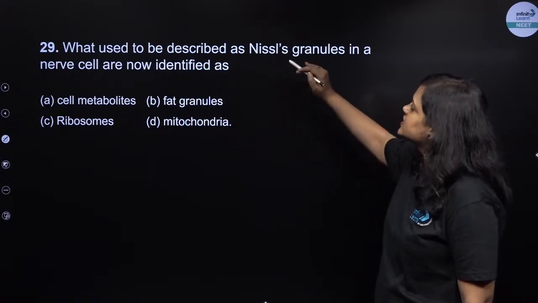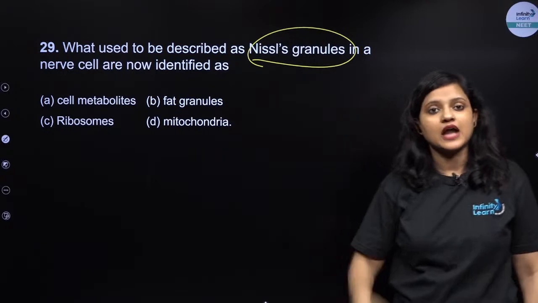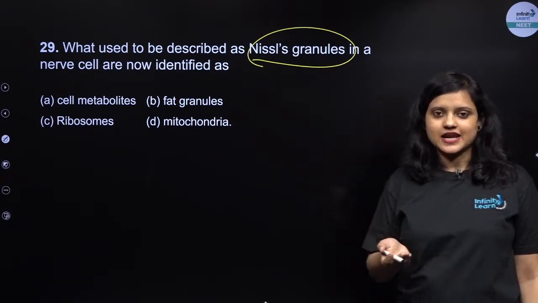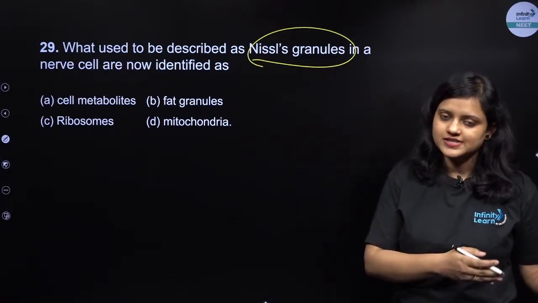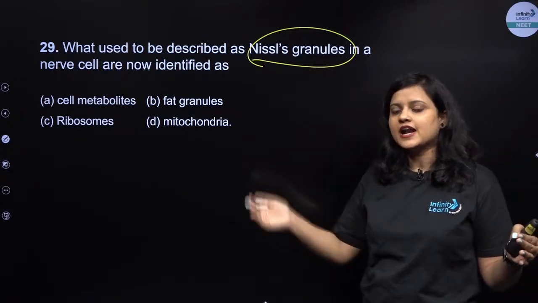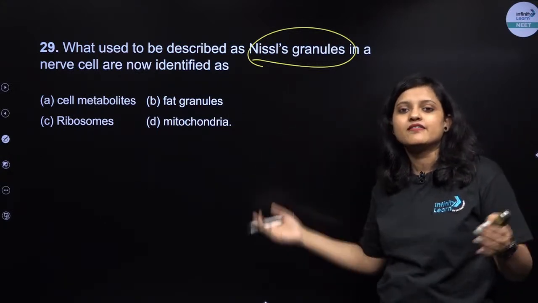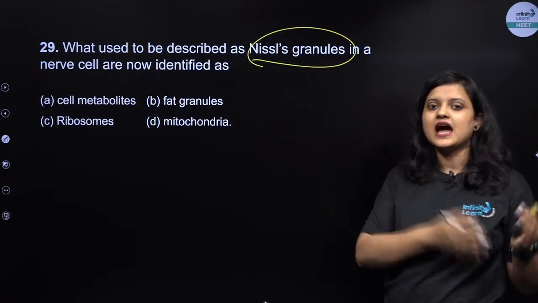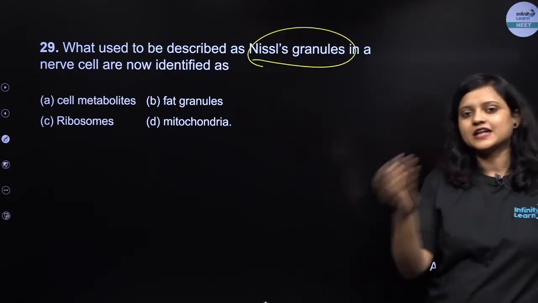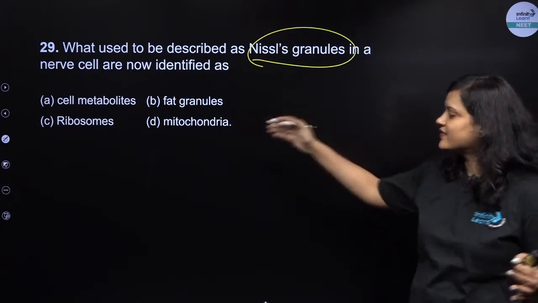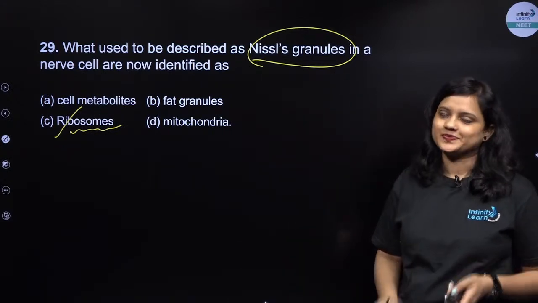What used to be described as Nissl's granules in a nerve cell are also now identified as Nissl's granules. हम पढ़ते हैं, which is a part of your neuron, cyton, cell body में होता है Nissl's granule, और हमें पता है अभी कि those are rough endoplasmic reticulum. Okay, these are RER. Rough endoplasmic reticulum के साथ में क्या होता है? There is ribosome. So the correct option for this question will be ribosome.